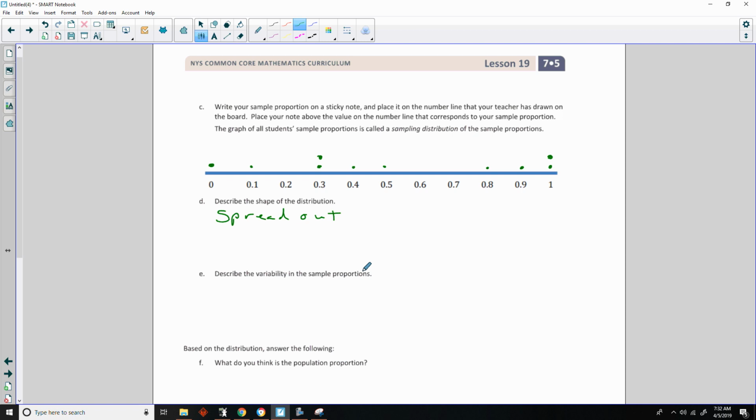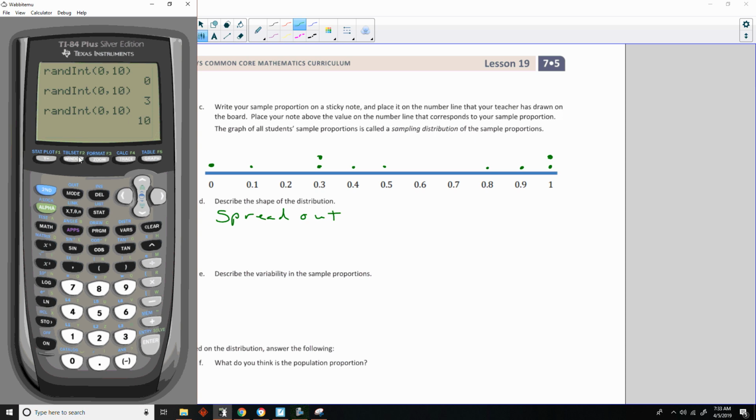Describe the variability in the sample proportions. The variability here is large. So what I'm going to do is make the class size larger to see what happens. Let's make it 20 and do this 10 more times.